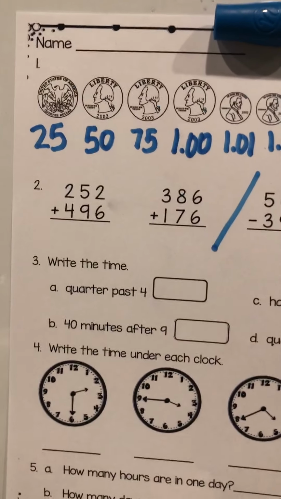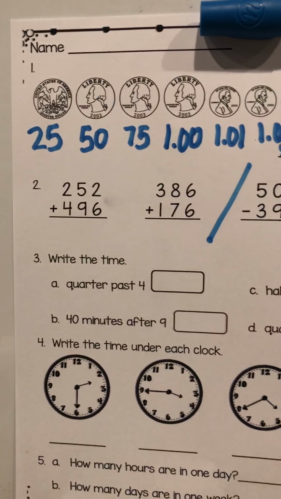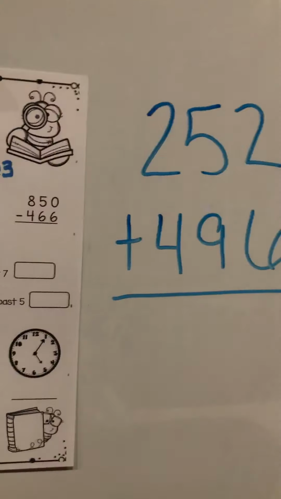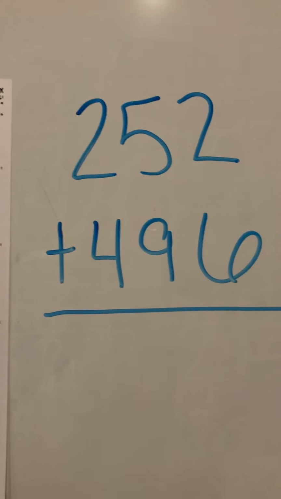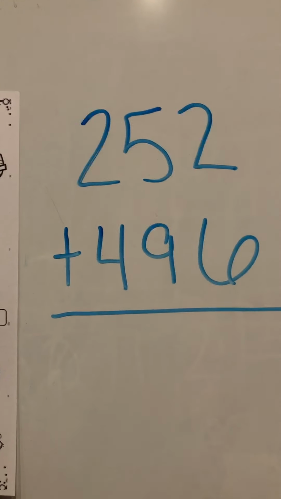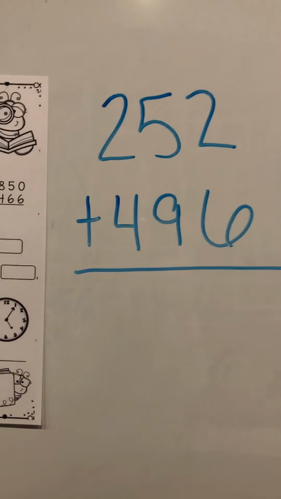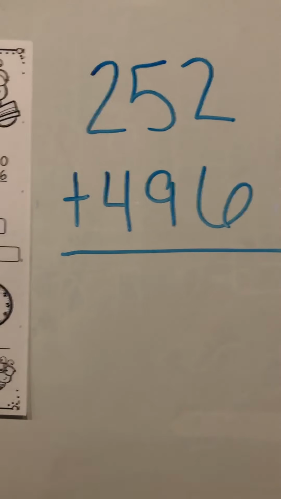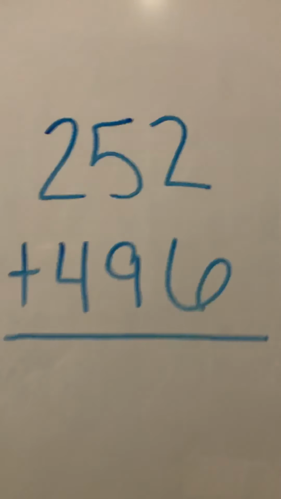Now for adding, we see that we have 252 plus 496. So I'm going to come over here because I can show my work better over here. We're going to write out 252 plus 496. So you guys can solve this the best way that you know how. I'm going to draw a picture because I like using pictures for this.